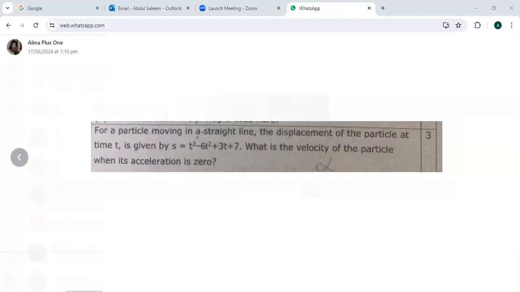For a particle moving in a straight line, the displacement of the particle at a time t is given by s equal to t cube minus 6t square plus 3t plus 7. What is the velocity of the particle when its acceleration is 0? That's the question, right? So what is the displacement? S equal to t cube minus 6t square plus 3t plus 7.